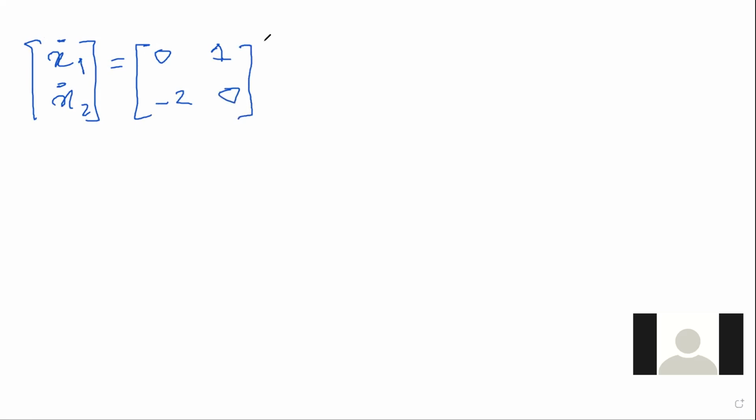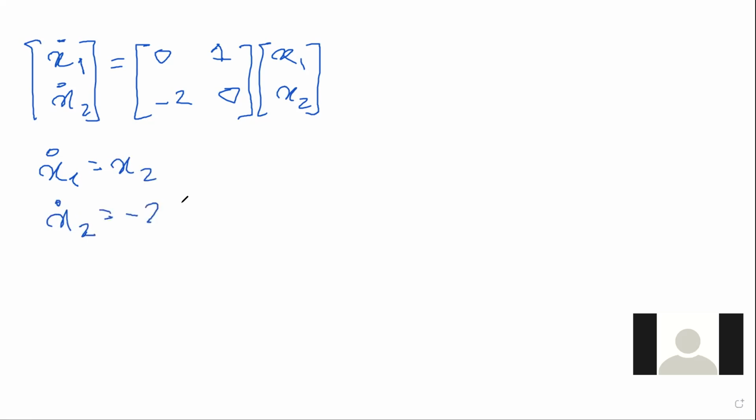Now, let me write the equations. So we know that we had x1 dot and x2 dot equal to the matrix 0, 1, and minus 2, 0, times x1, x2. So you have the equations, which is x1 dot equal to what? Quick, answer quickly. X2. X2, good. And x2 dot is equal to? Minus 2x1. Minus 2x1, okay?